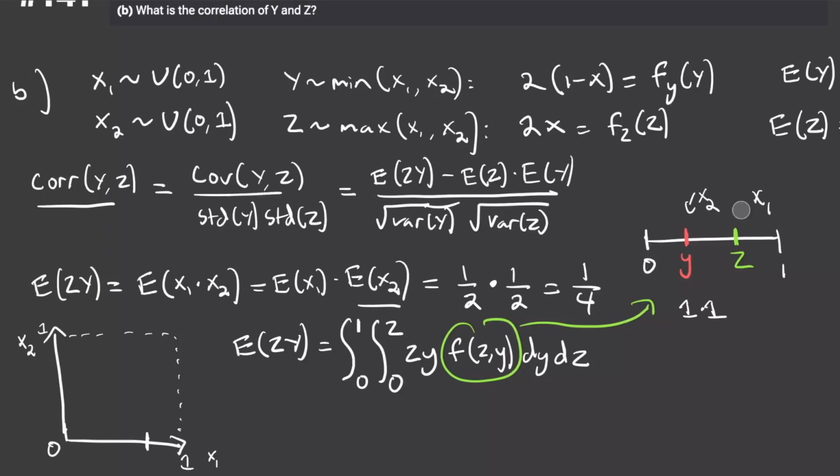And then plus the probability that instead x2 was equal to the specific value of z and x1 was equal to that specific value of y. In that case, we also have densities 1 times 1. So this is just equal to 2.